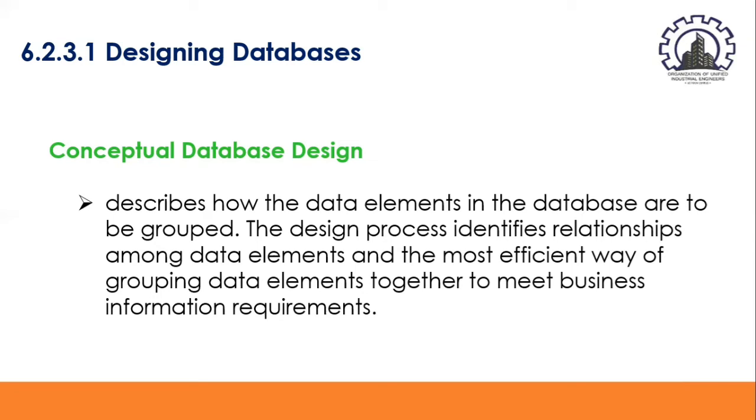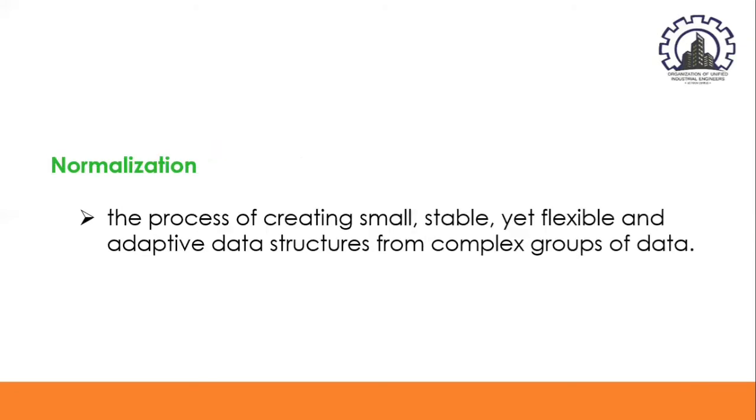So to use a relational database model effectively, complex groupings of data must be streamlined to minimize redundant data elements and awkward many-to-many relationships. So if we say normalization, it is the process of creating small, stable, yet flexible and adaptive data structures from complex groups of data. Now, figures 6.9 and 6.10 illustrate this process, okay?